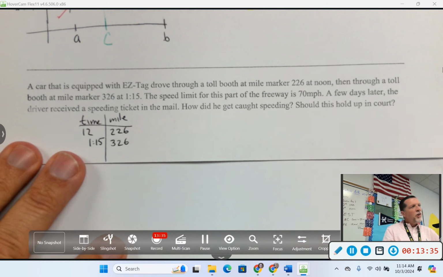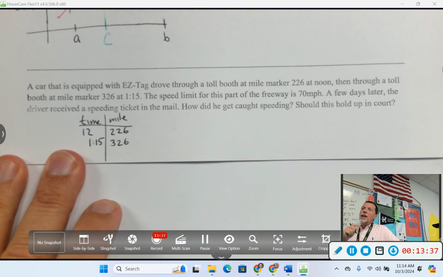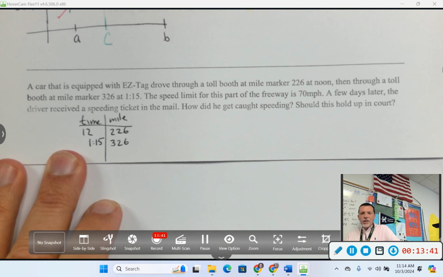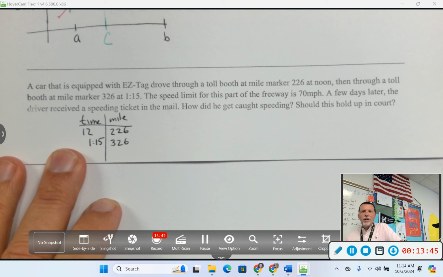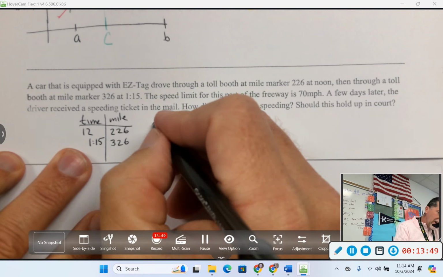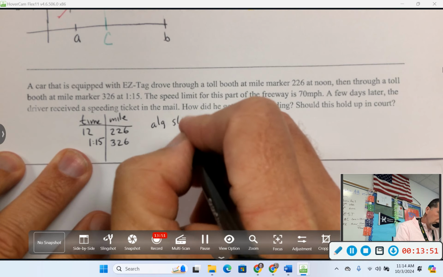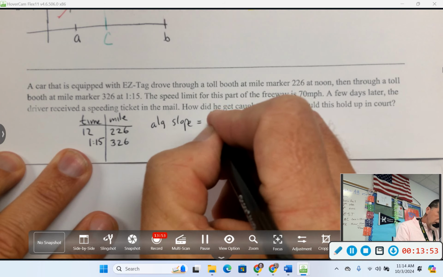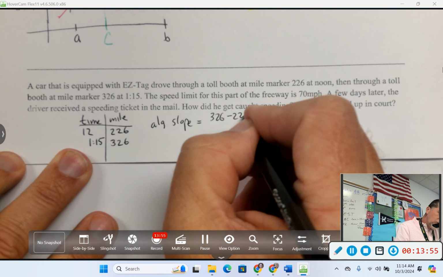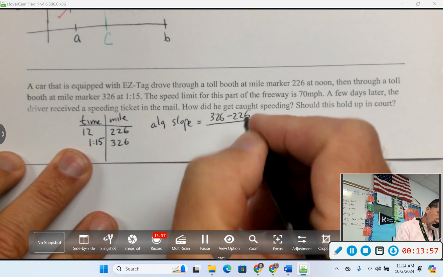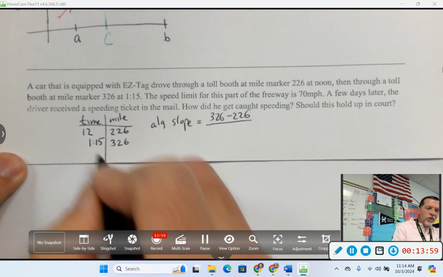So we don't know. This is the whole point. Nobody put a radar gun on this guy, and so nobody knows what his exact speed was at any point. You don't know. There weren't any police there at all. But his average speed we can get. His algebra slope, 326 minus 226 over, I need to be careful here.